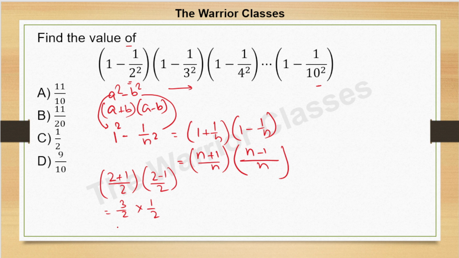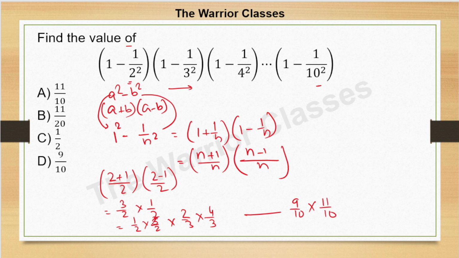And now we'll change this. We'll take this one first. So it is 1 by 2 multiplied by 3 by 2. Now if we solve the next term, it will become 2 by 3 multiplied by 4 by 3, right? And similarly, the last term will be for n equal to 10. So it is 9 by 10 multiplied by 11 by 10.